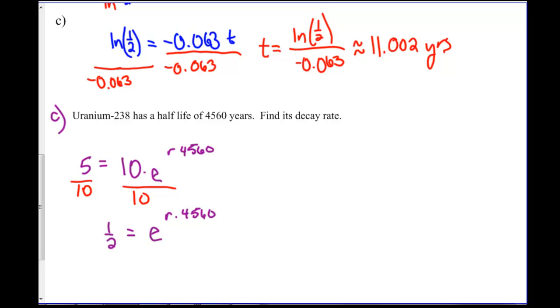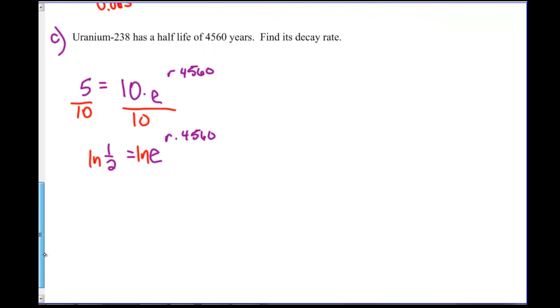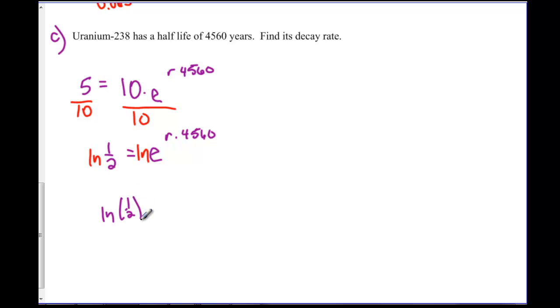Next step, yeah, natural log. So we have natural log of 1/2 equals, we're going to pull this down, so r times 4,560. Natural log of e, same as 1, so we're not going to write it. Last step, yep, just divide. Are you guys seeing that these are the same things over and over again?